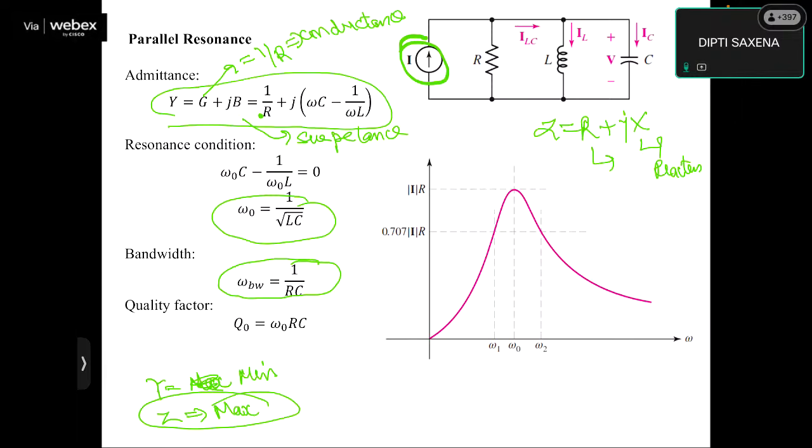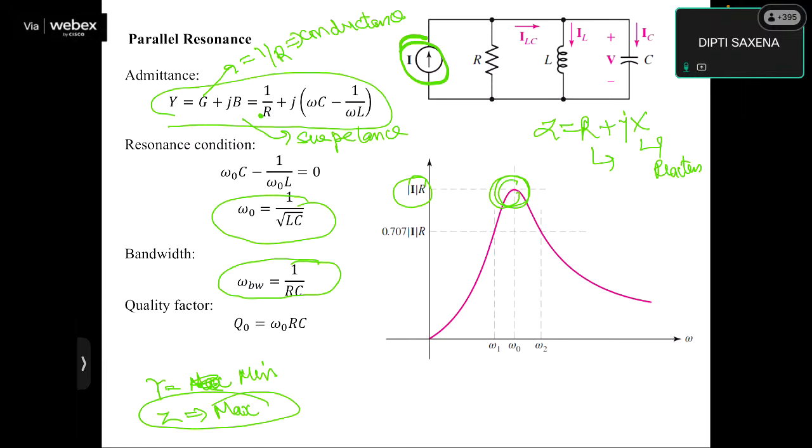Again, you can see the bandwidth of the circuit. What is the source? The source was the current source over here. What is the response? The response was the voltage. So at resonance, the voltage is the maximum, which is equal to I into R. You just have to replace everything, replacing current by voltage in a parallel resonant circuit.